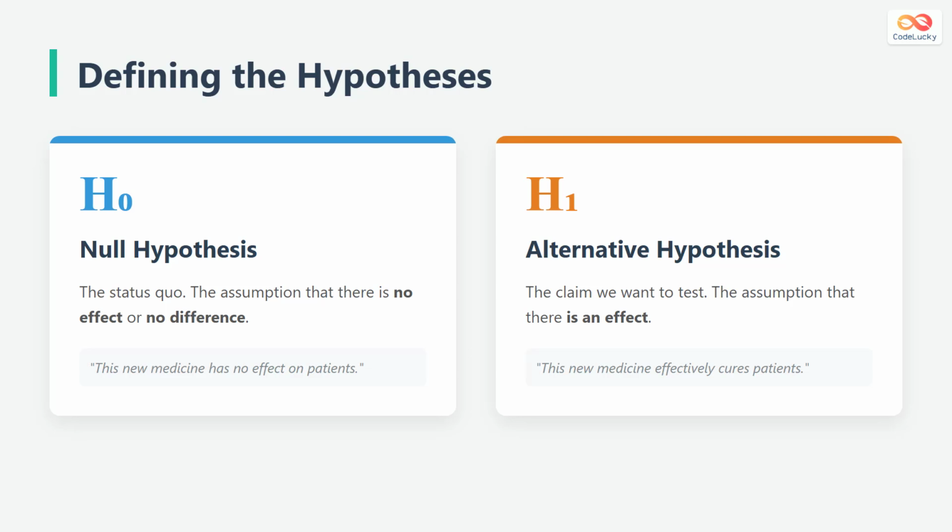Let's define the two players in this game. First, H0, the null hypothesis. This represents the status quo, or the assumption that nothing interesting is happening. For example, this medicine has no effect. Opposing it is H1, the alternative hypothesis. This is the claim we want to test, like, this medicine works. Our goal in hypothesis testing is to see if we have enough evidence to ditch the null hypothesis in favor of the alternative.